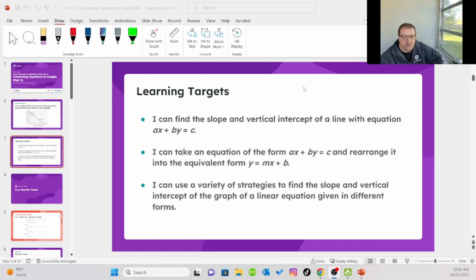Your first learning target for today: find the slope and vertical intercept of a line with the equation ax plus by equals c. That is your standard form. Learning target number 2, take an equation of the form ax plus by equals c, which is standard form, and rearrange it into the equivalent form y equals mx plus b, which is your slope-intercept form. And learning target number 3, use a variety of strategies to find the slope and vertical intercept of the graph of a linear equation given in different forms.